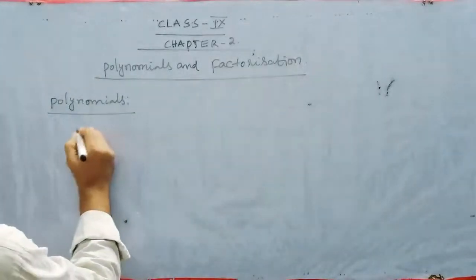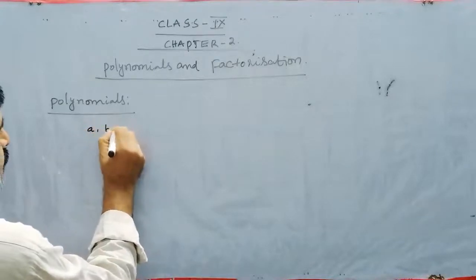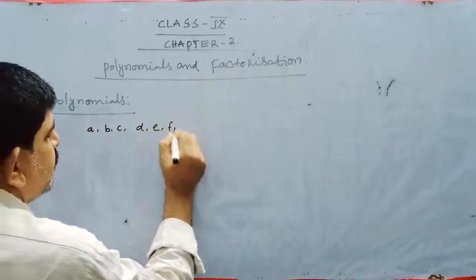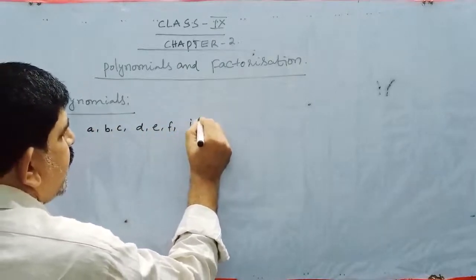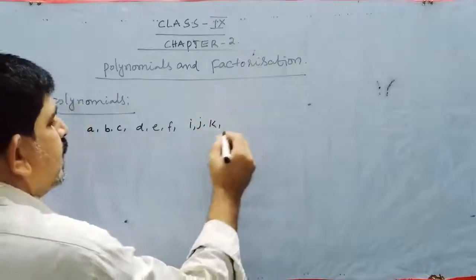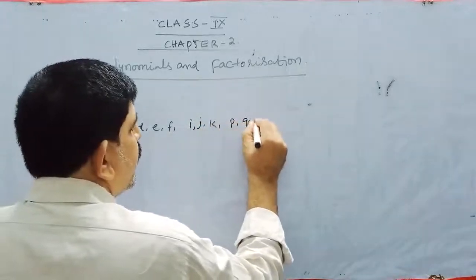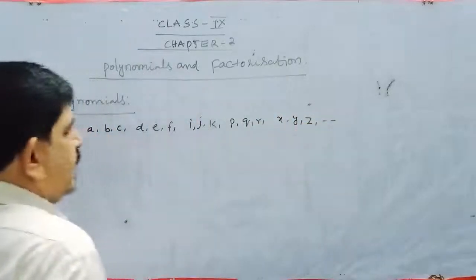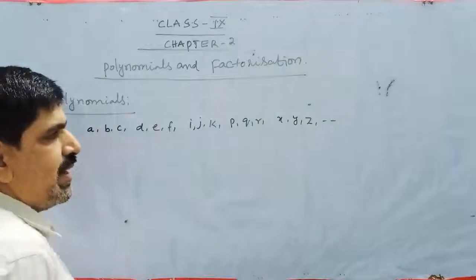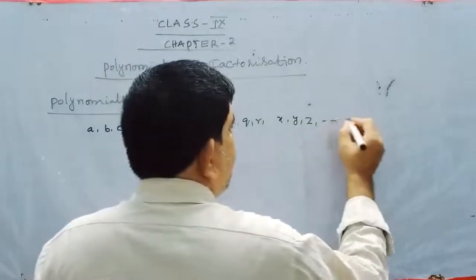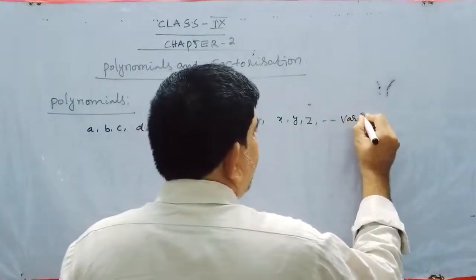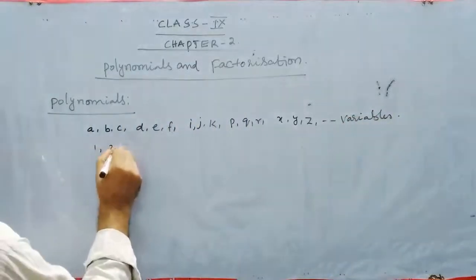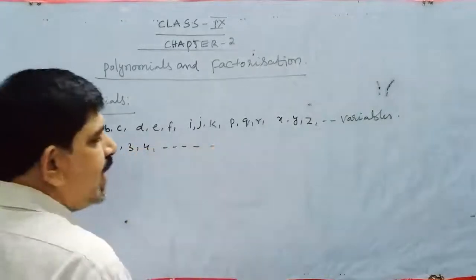We know that a, b, c; d, e, f; i, j, k; p, q, r; x, y, z and so on. The lower case letters of the English alphabet are taken as variables. Okay, next one. We know that 1, 2, 3, 4 and so on. These are all the numerals.